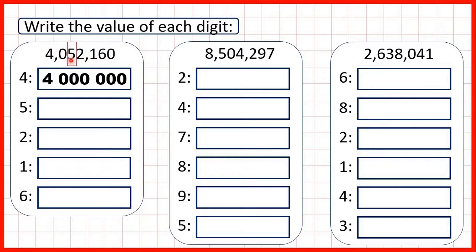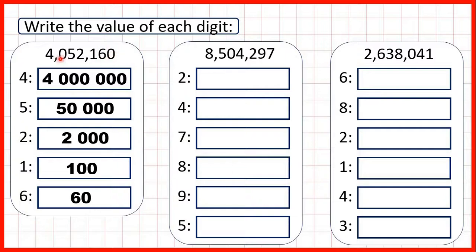Now, this 5 is in our 10,000s, so that stands for 50,000. That's 5 with 4 zeros on the end, because we can see that in our number, after the 5, we have 4 digits. The 2 is in our thousands place value, so the value of the 2 is 2,000. The 1 is in our hundreds place value, so that represents 100. The 6 is in our tens, so that stands for 60.